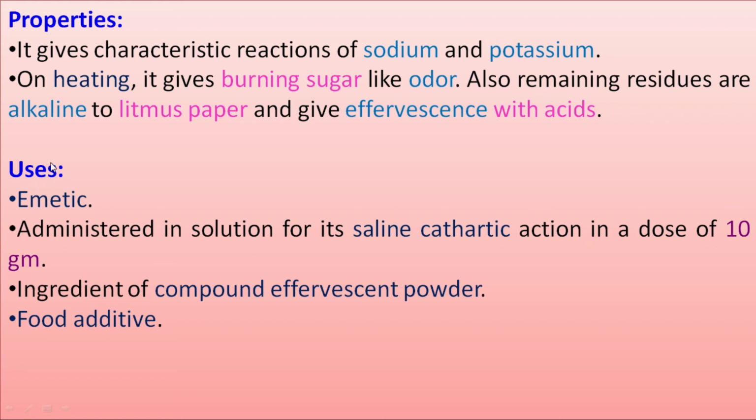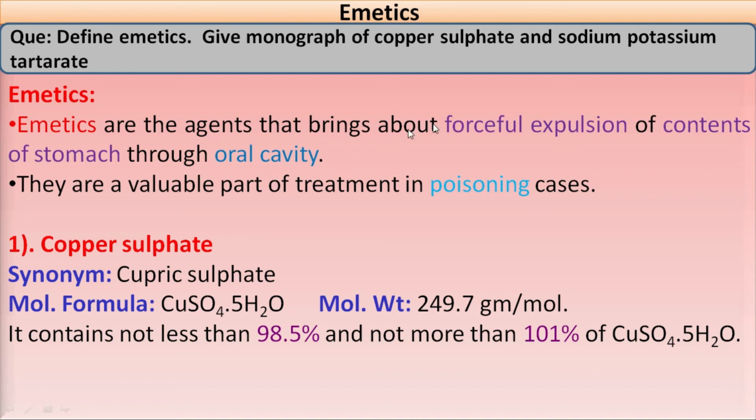Next is uses. It is an emetic. For the action of a saline cathartic, it is administered in solution form in a dose of 10 gram. It is also an ingredient of compound effervescent powder. It is a food additive also. So these are the different uses of Rochelle salt. So this is the monograph of copper sulfate and sodium potassium tartrate.